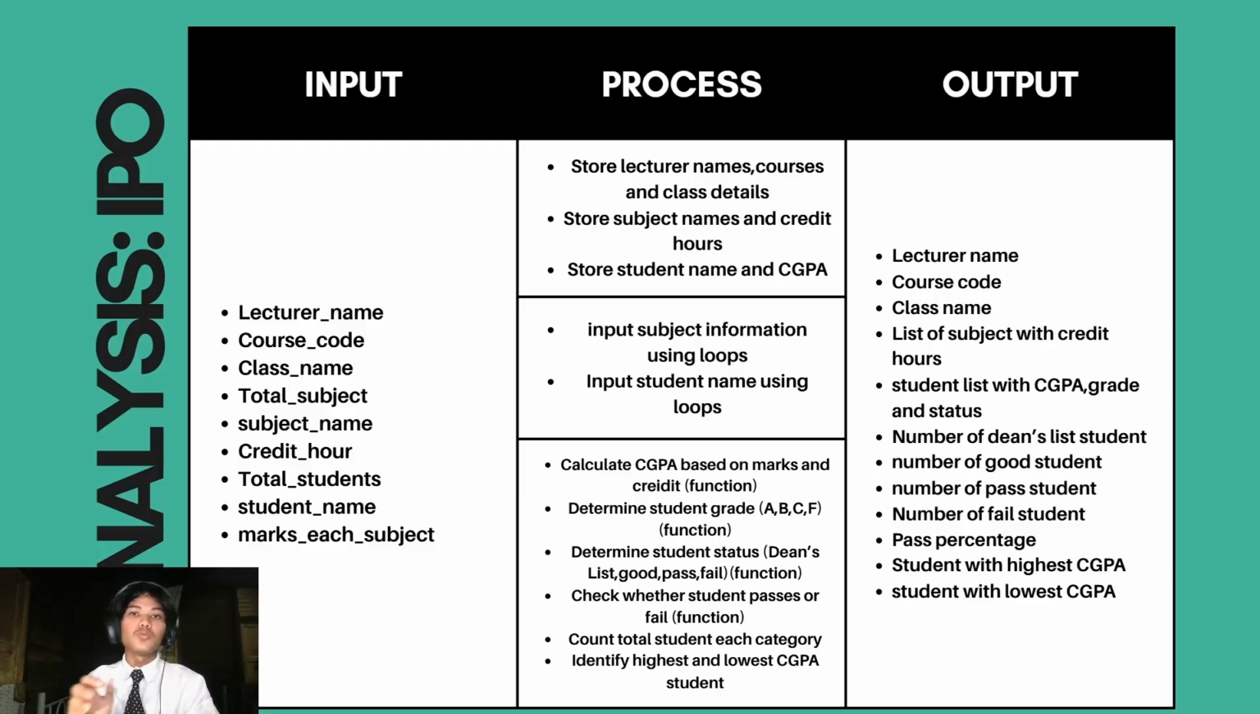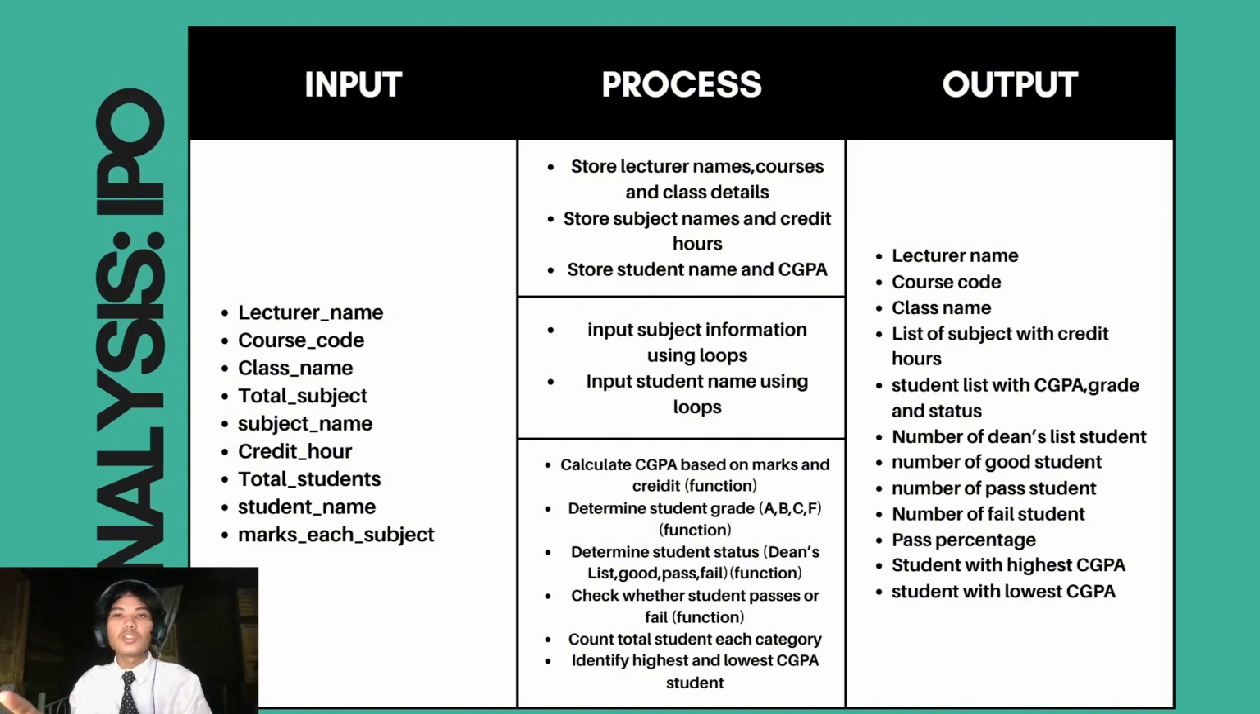Our process means the computer will do the processing. Our process is to store lecturer name, course and class detail, store subject name and credit hour, store student name, input subject information using a loop, input student name using a loop, calculate GPA based on mark and credit, which is a function, determine student grade A, B, C, F as a function, determine student status, then list good, pass or fail, also with a function. Check whether the student passes or fails, also a function.